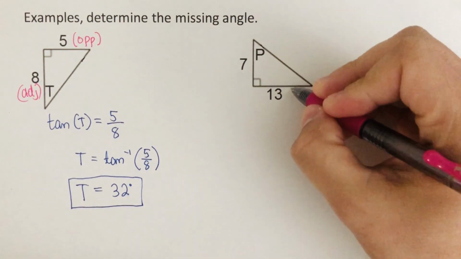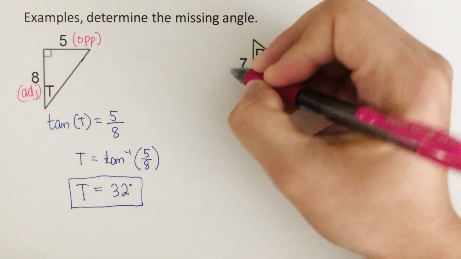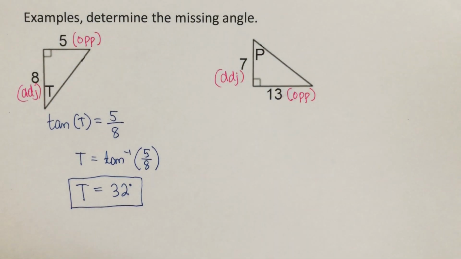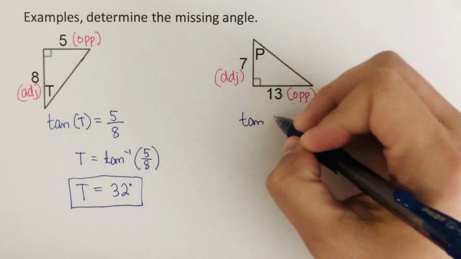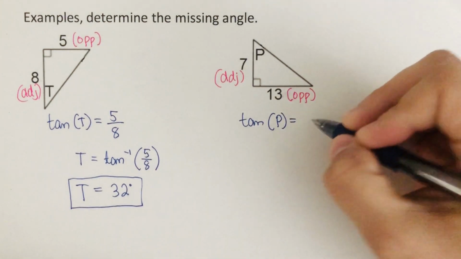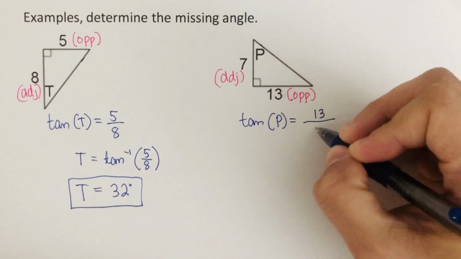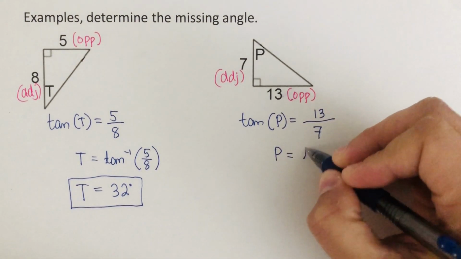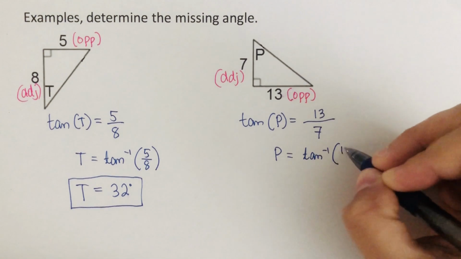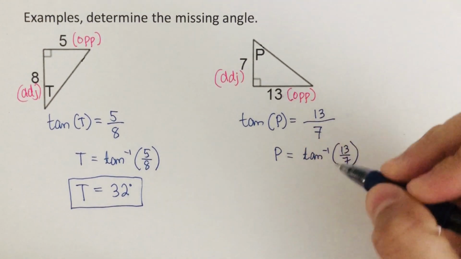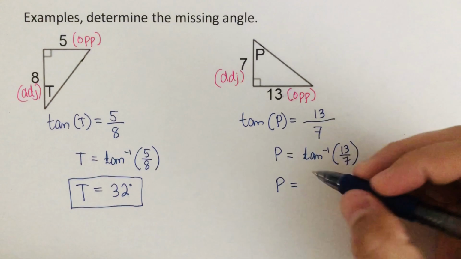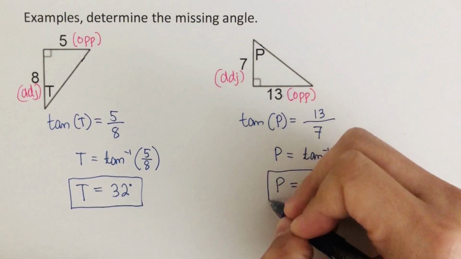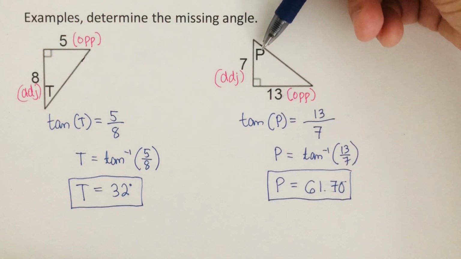So our 13 is the opposite and the 7 is the adjacent. To set up the equation, that would be tangent of angle P. So tangent of P is equal to the opposite over adjacent, which is 13 over 7. And we want the angle P. So P is the arctangent of 13 over 7. And we put this into the calculator. Angle P then is 61.70 degrees. So this corner right here is 61.70 degrees.